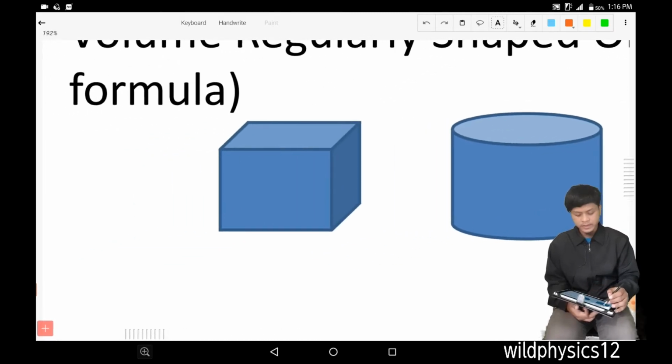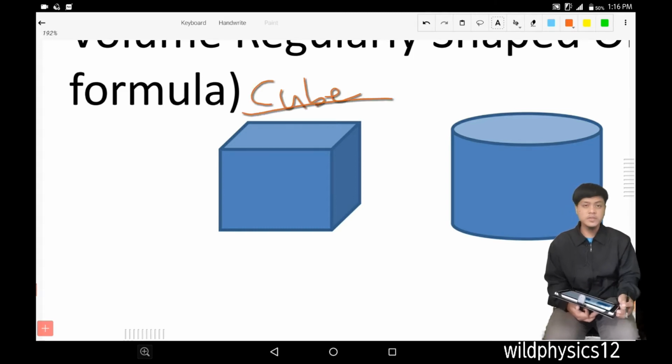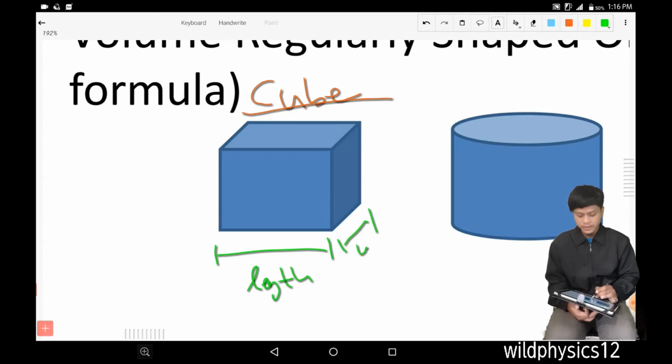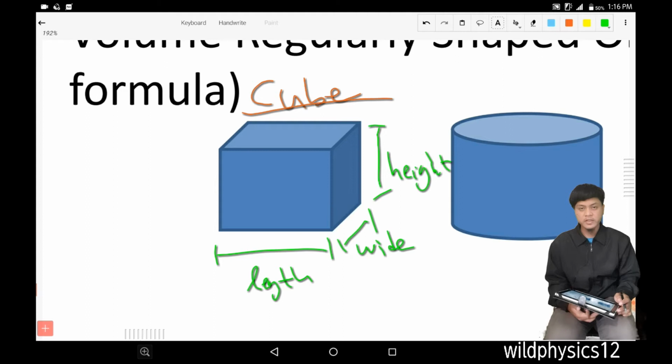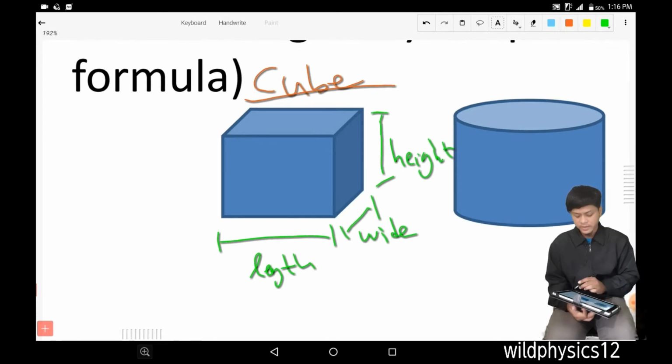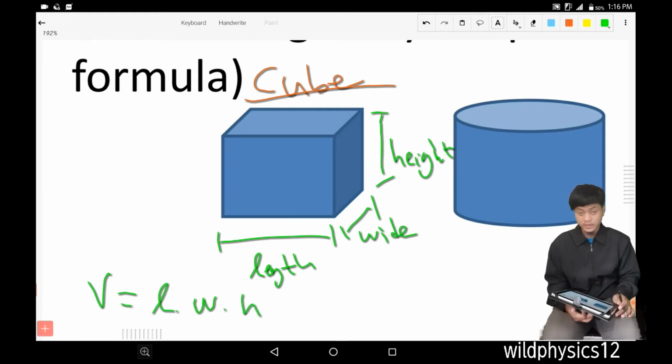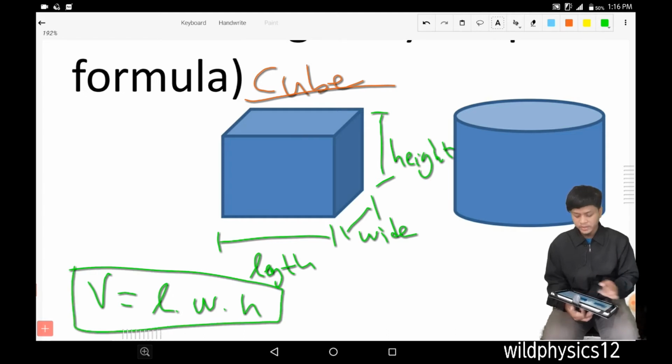If the object over here is a cube, if you want to find the volume of the cube, you just have to use the formula. This is the length, this is the width, and this is the height. So the volume is equal to length times width times height, for the volume of the cube.